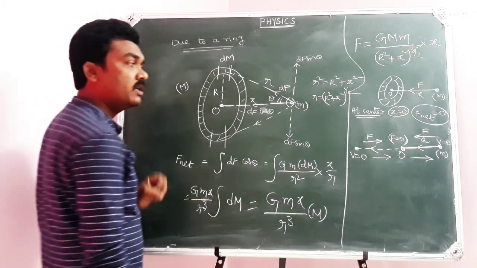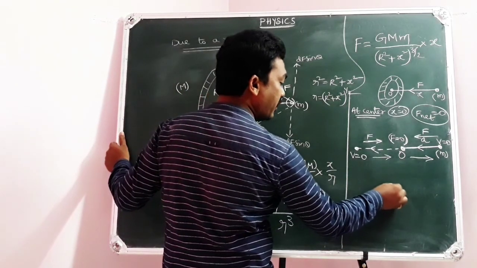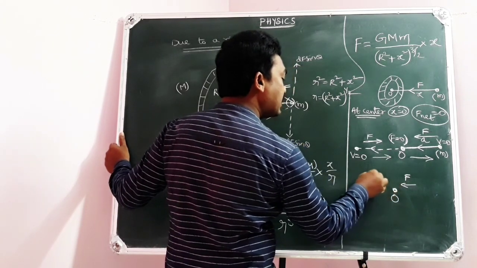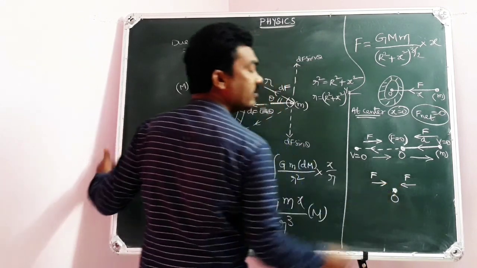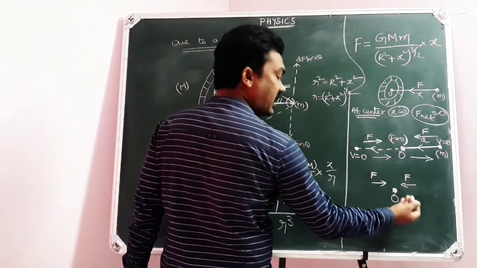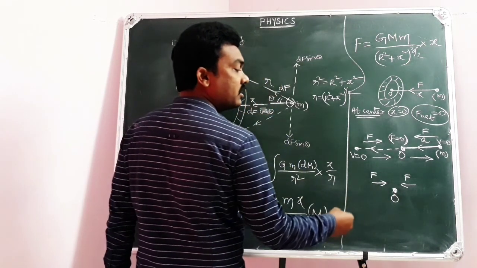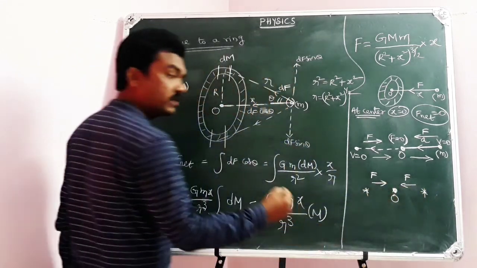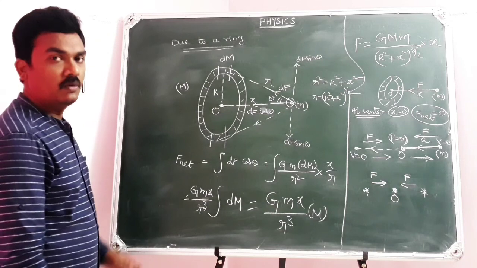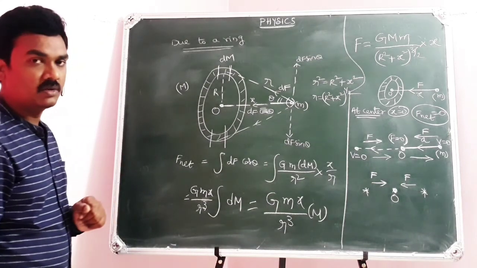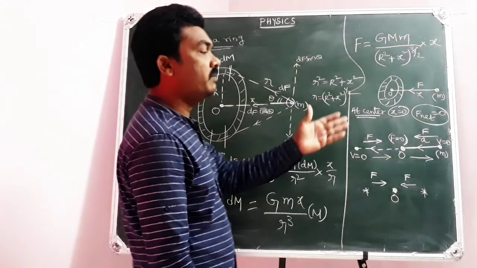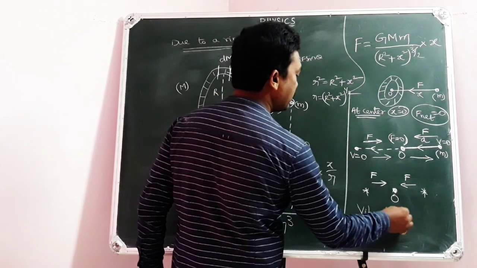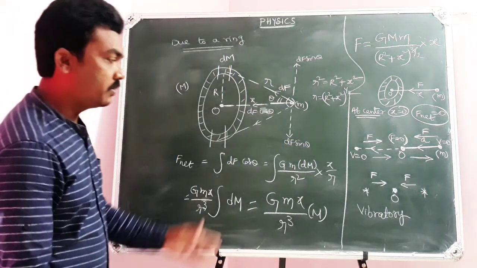So what you need to understand is, if this is the center of the ring, the force of gravitation always acts towards the center of the ring. Whether the particle is on the left side or the right side of the center, it always experiences a force towards the center of the ring. Hope you got clarity. That's the point you need to understand, so that your particle will execute a vibratory motion.